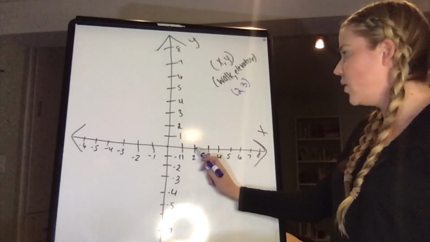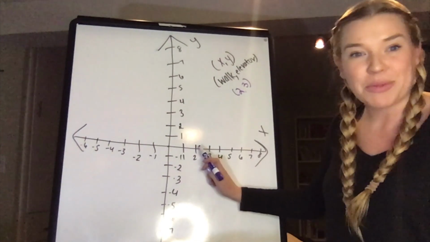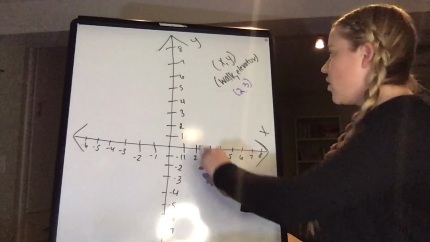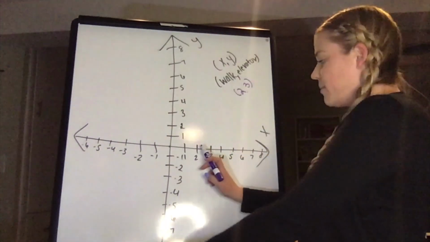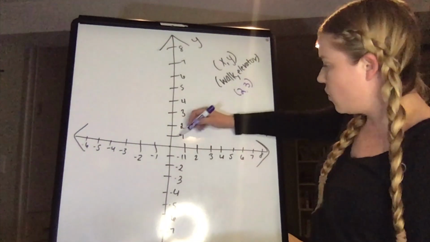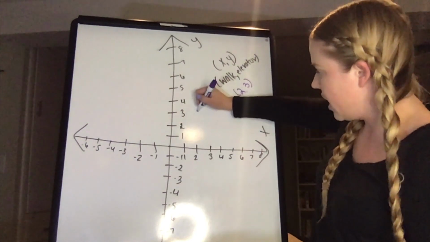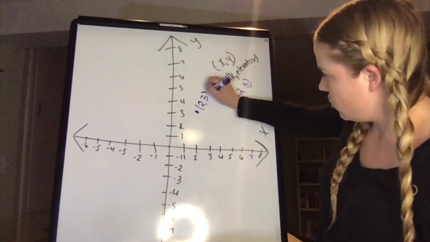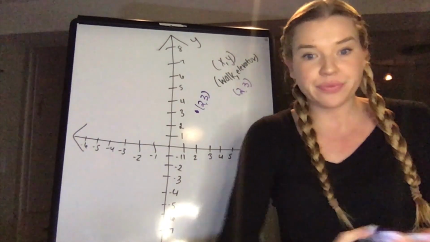I'm going to walk to +2, and then I'm going to take my elevator somewhere. My second number is my elevator floor, essentially, is how I think about it. And I'm thinking, okay, positive numbers are up and negative numbers are down. That's a positive 3. So really, I just walk to 2 and then up to 3 and see where those two would meet. This is the point 2, 3.